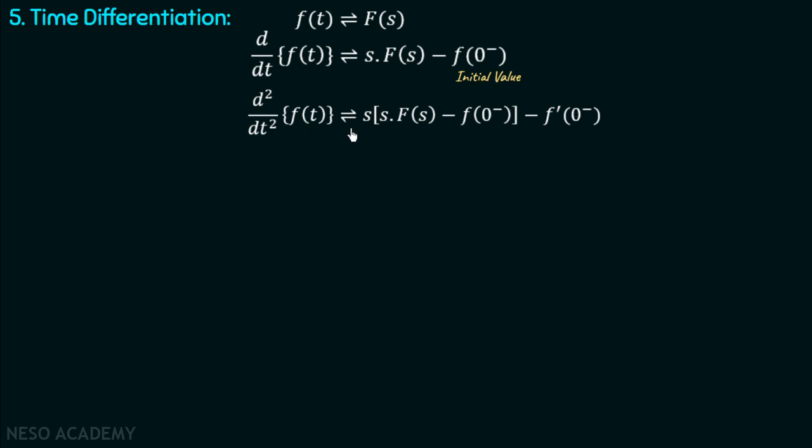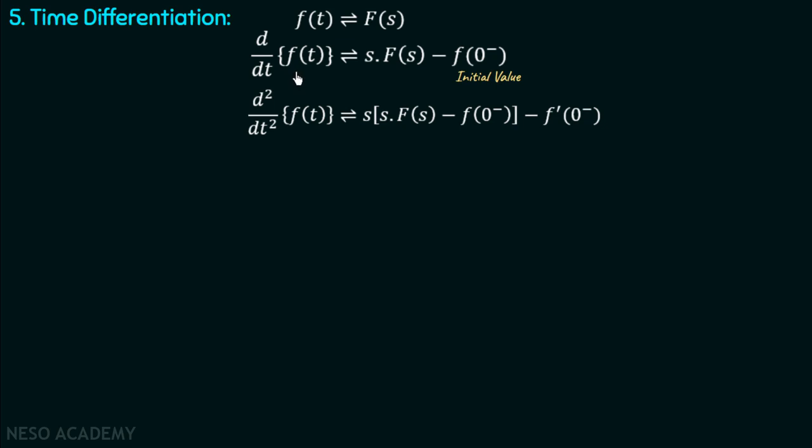Similarly, if I differentiate this function one more time, then the second order derivative of f of t will have a Laplace transform s multiplied with s multiplied F of s minus f of 0 minus, minus f prime of 0 minus. Now in this case, this particular factor s multiplied F of s minus f of 0 minus is the Laplace transform of the function derivative of f of t.